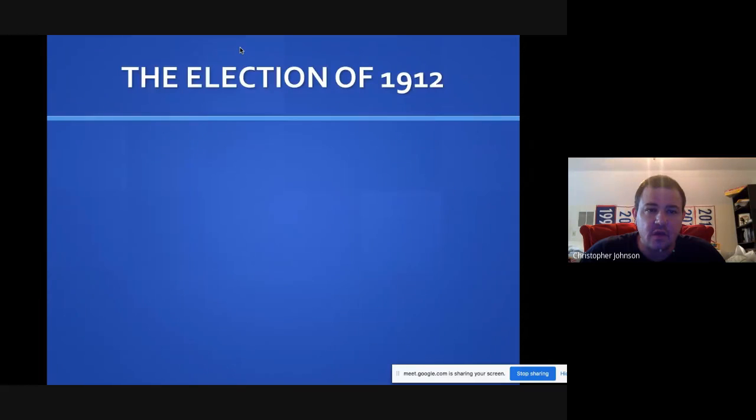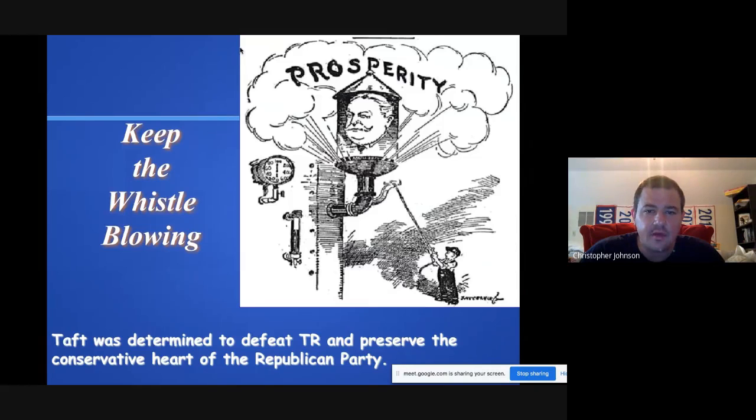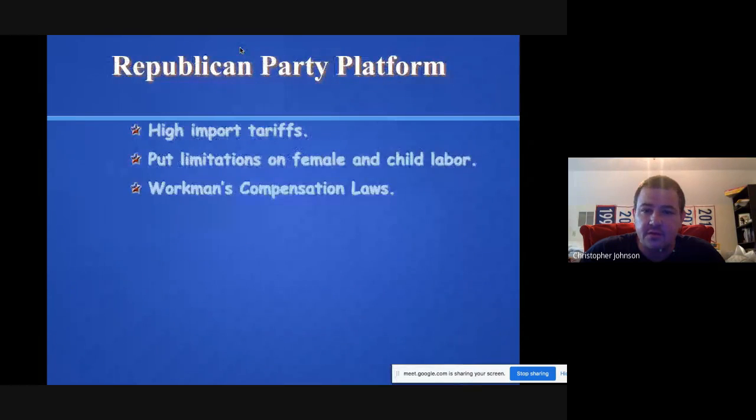And so in 1912, it becomes a big election, and it's an election you do need to know about. The Republican Party is going to re-nominate Taft, keep a whistle blowing, but the Republicans are going to believe in a few things. They're going to believe in tariffs. High tariffs keep businesses here in America. They believed in workers' compensation laws. If you get hurt on the job, you get paid for it.